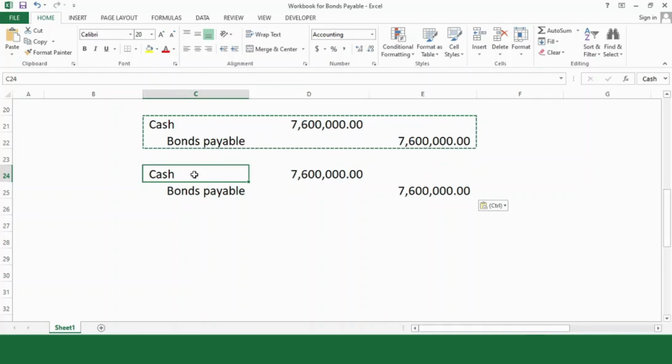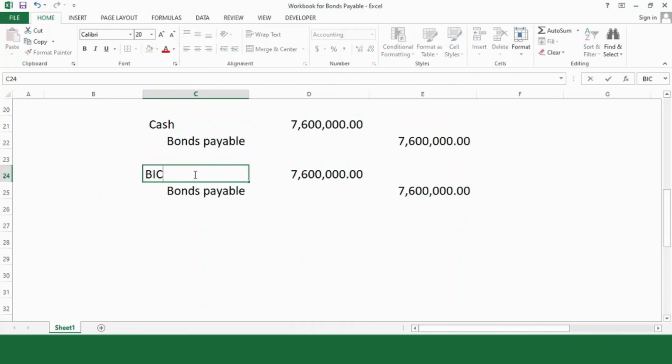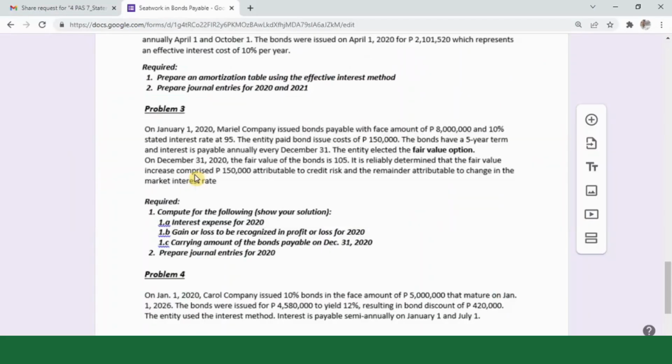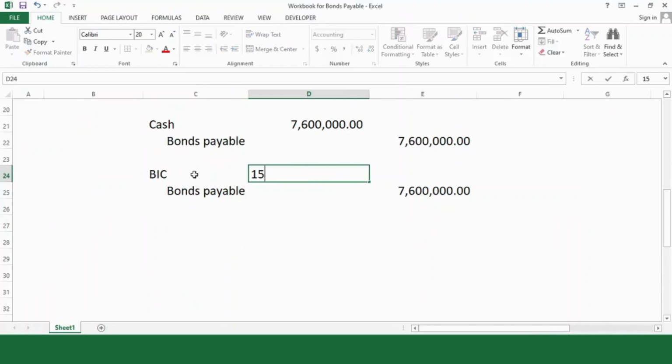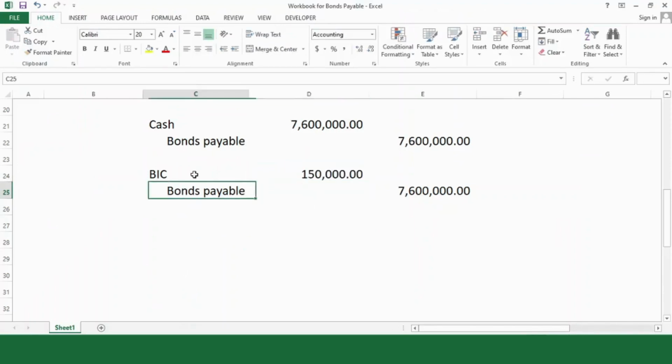So, sabihin natin, ang ginamit na account, simply bond issue cost or transaction cost. Depende naman yan. So, magkano yun? 150,000. Tama po ba? Then, credit cash. Yun na yun. Okay. 150,000.